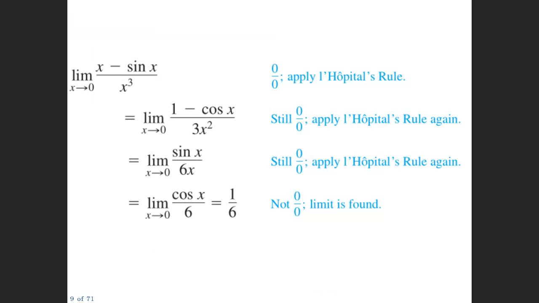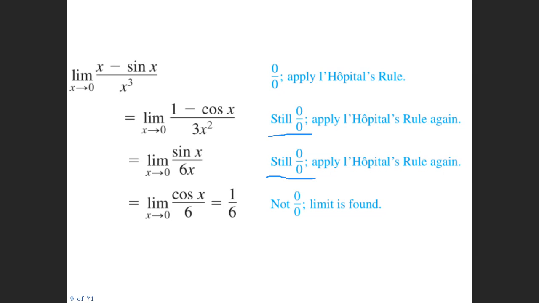Let's do another one. The limit as x tends to 0 of x minus sine x over x cubed. That's 0 divided by 0, so we use L'Hopital's rule. We differentiate the function on the top to get 1 minus cos x, and we differentiate the function on the bottom to get 3x squared. That's still 0 divided by 0, so let's use L'Hopital's rule a second time. Then we get sine x on the top and 6x on the bottom.